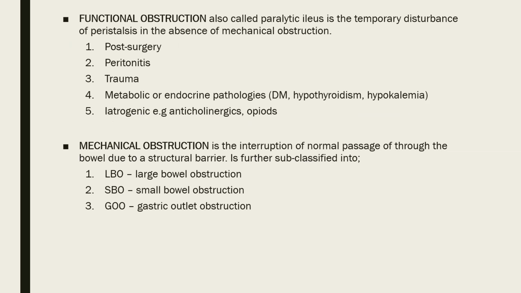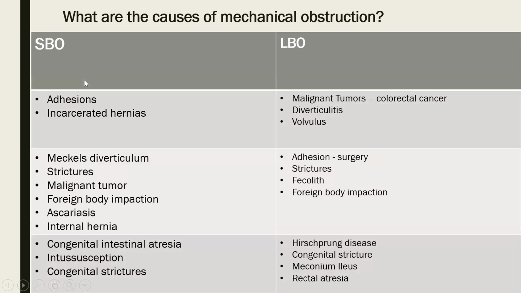Also called paralytic ileus, it is the temporary disturbance of peristalsis in the absence of mechanical obstruction. Again, there is an interruption in the peristalsis, but there is nothing impacting the lumen. So how do you have this post-surgery? Immediately after intra-abdominal surgery, you're going to have a period of paralytic ileus. If there's peritonitis, until that peritonitis is sorted out, it could lead to paralytic ileus.